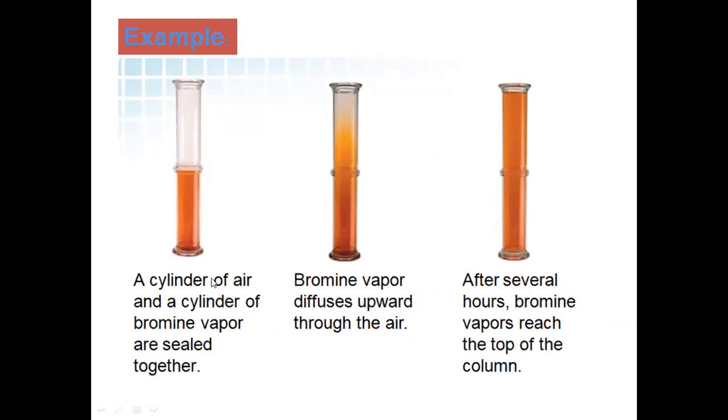For example, if a cylinder of air and a cylinder of bromine vapor are sealed together, so we have two cylinders, one with bromine and the other empty, sealed together, the bromine vapor diffuses upward through the air. After several hours, the bromine vapor reaches the top of the column.